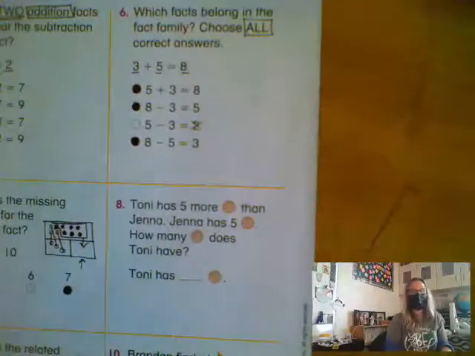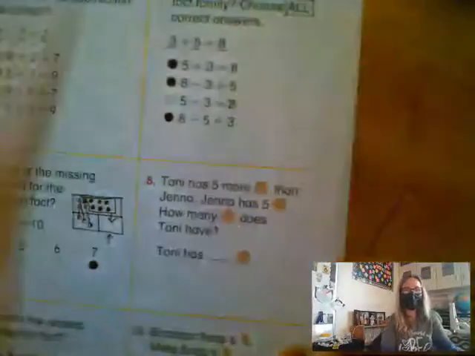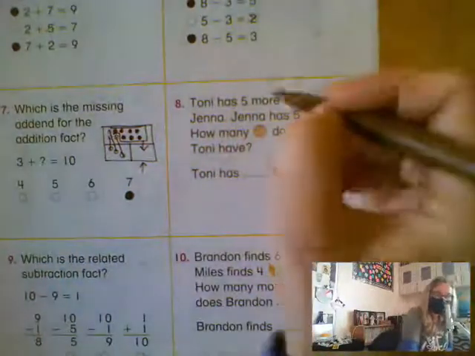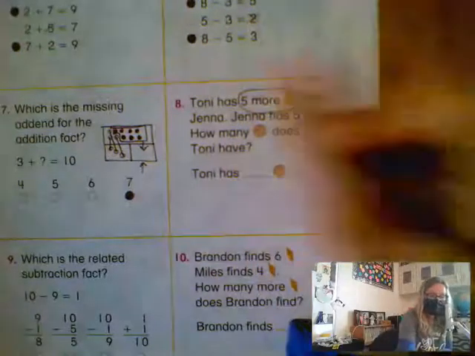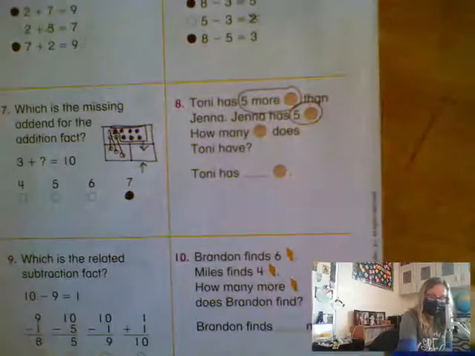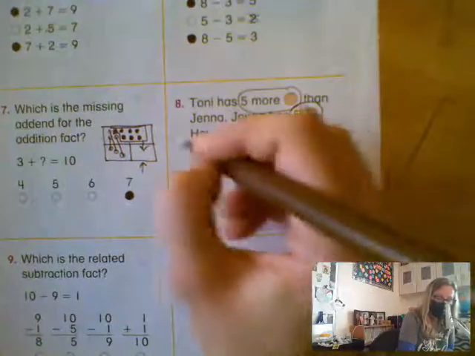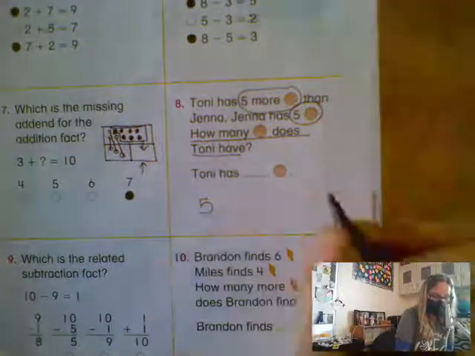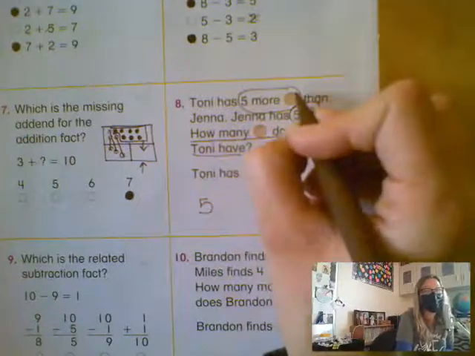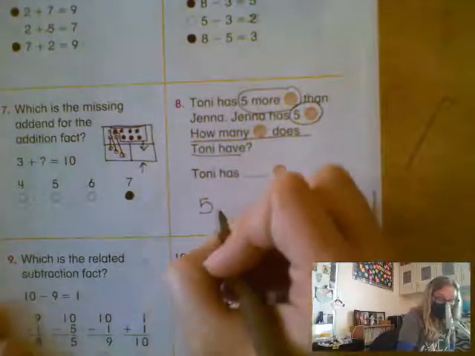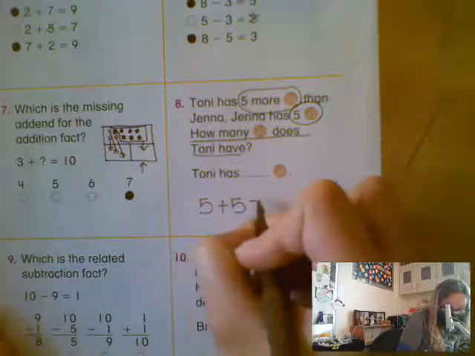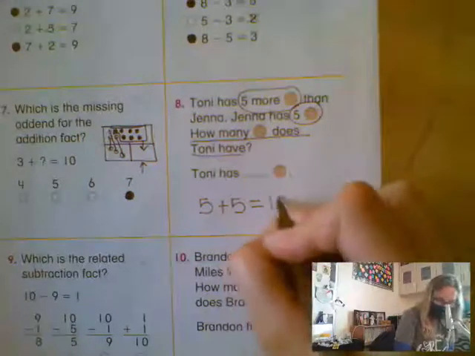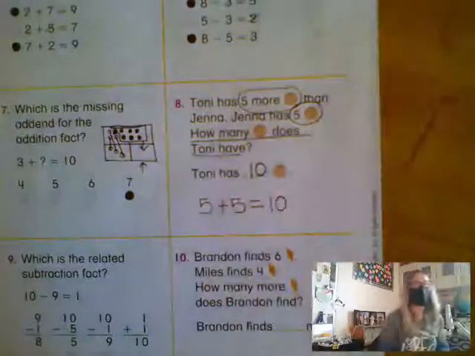All right, let's look at number 8 now. It says Tony has 5 more pennies than Jenna. Circle 5 more pennies. Jenna has 5 pennies. Circle 5 pennies. How many pennies does Tony have? Now let's think about what we know. We know that Jenna has 5 pennies, and we know that Tony has 5 more than Jenna. So Jenna has 5, but Tony has 5 plus 5 more. So how many does Tony have, Ava June? 10. You got it. 5 plus 5 is 10. So Tony has 10 pennies.